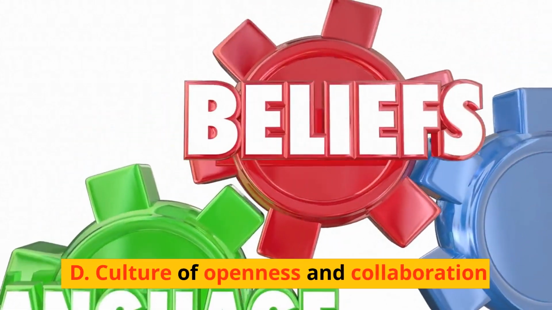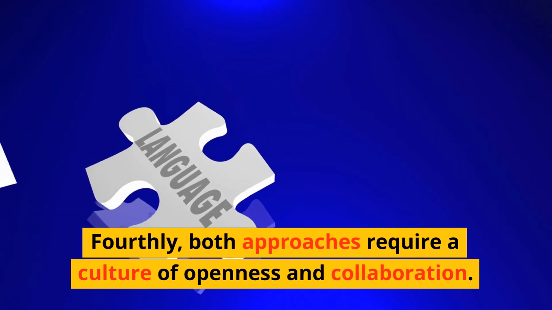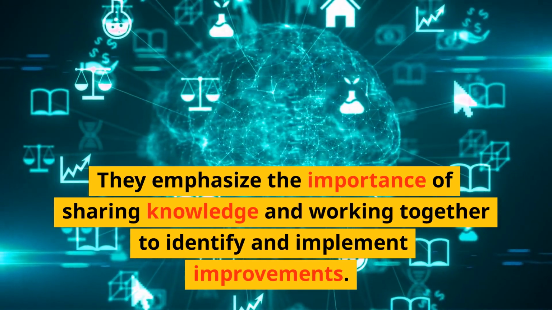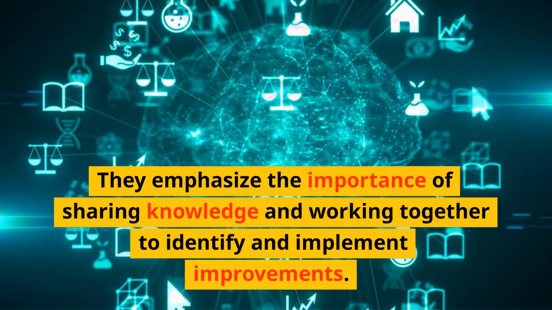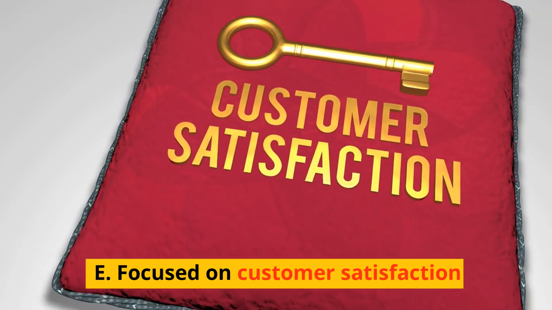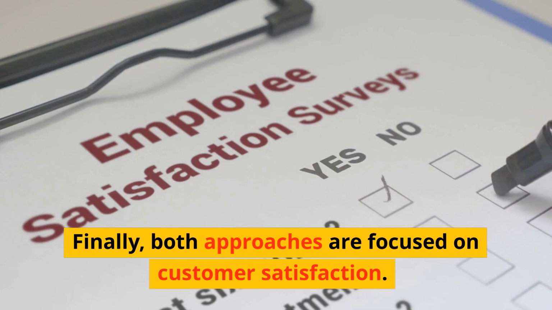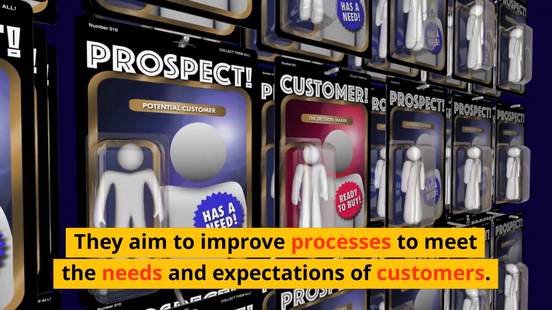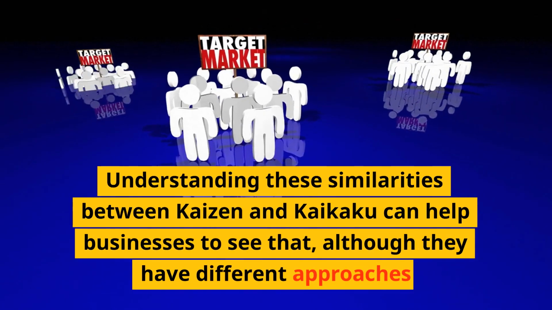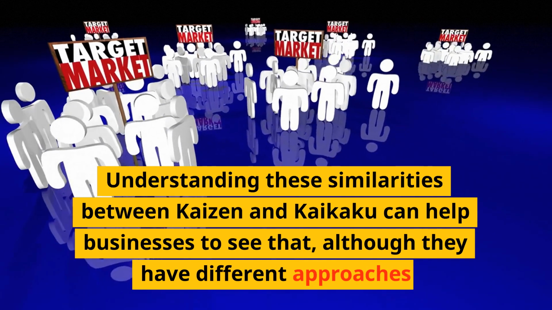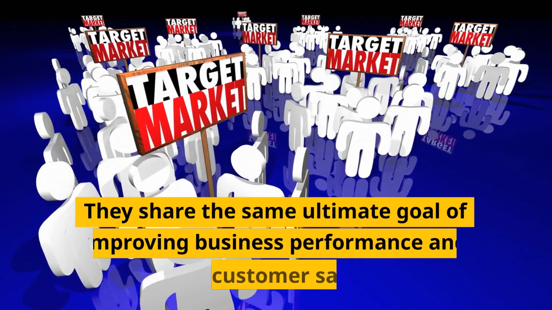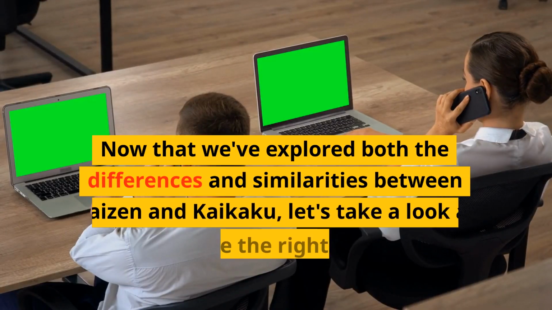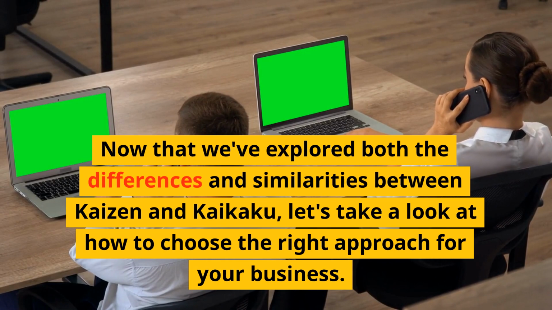D. Culture of openness and collaboration. Fourthly, both approaches require a culture of openness and collaboration. They emphasize the importance of sharing knowledge and working together to identify and implement improvements. E. Focused on customer satisfaction. Finally, both approaches are focused on customer satisfaction. They aim to improve processes to meet the needs and expectations of customers. Understanding these similarities between Kaizen and Kaikaku can help businesses to see that, although they have different approaches, they share the same ultimate goal of improving business performance and achieving customer satisfaction.